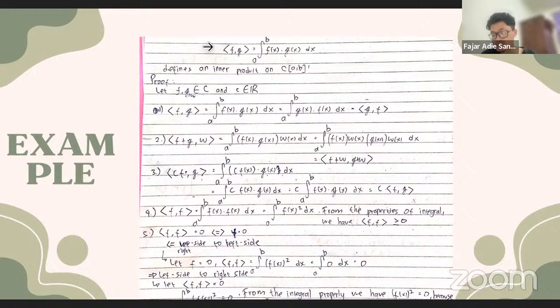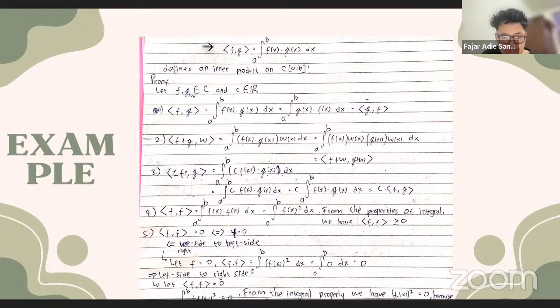Next we need to prove axiom 2, where inner product of f plus g and h equal to integral a to b of f(x) multiplication g(x) h(x) dx. Nah, karena di sini masih kita bekerja dalam bilangan real, maka kita akan operasi seperti biasanya, sesuai di PPT, sehingga dapat seperti berikut. So therefore axiom number 2 is satisfied.